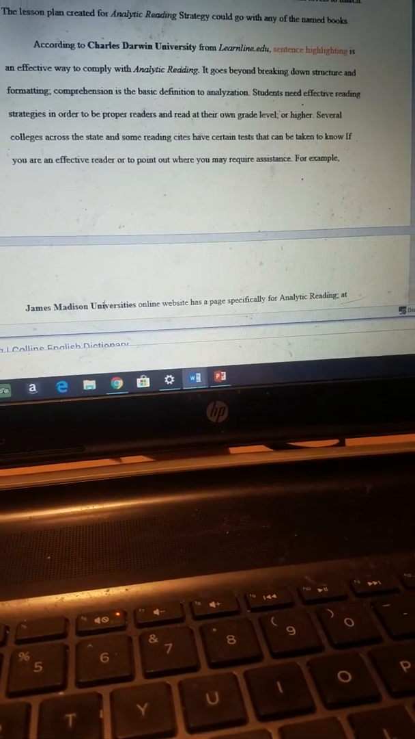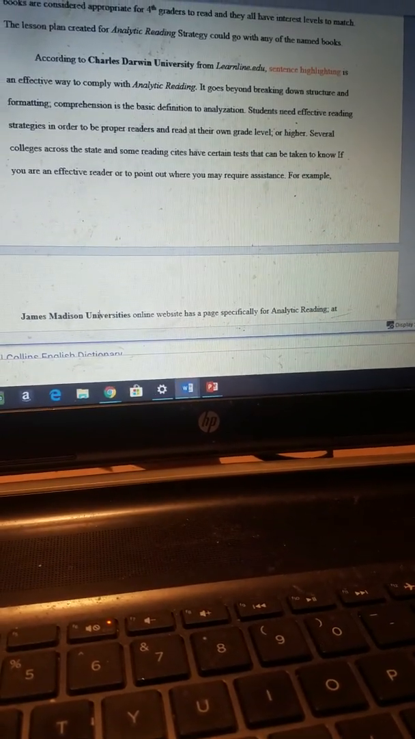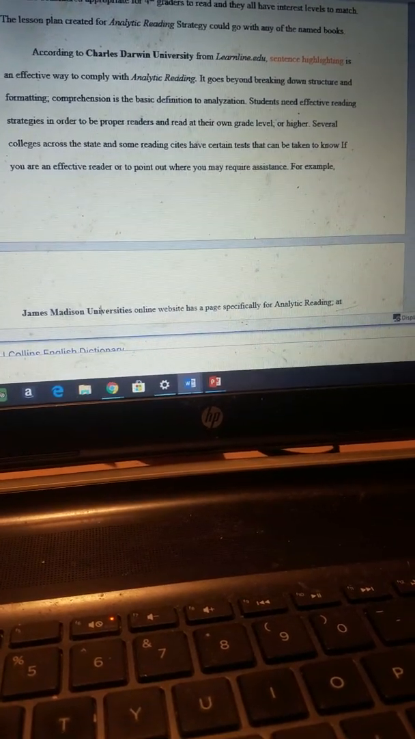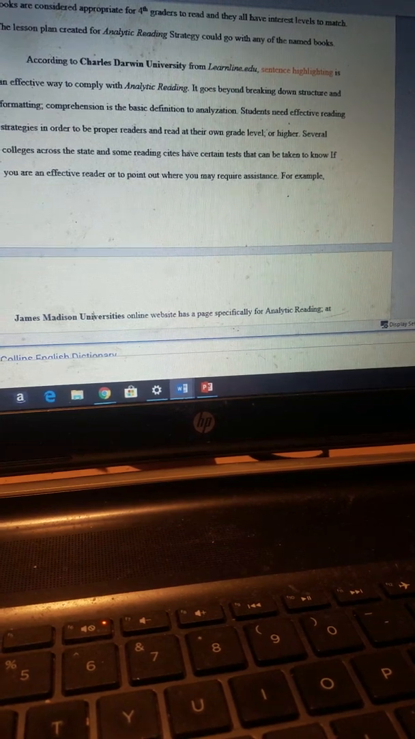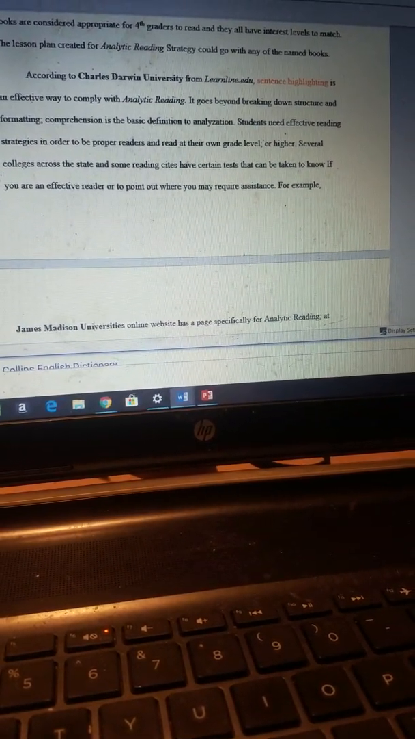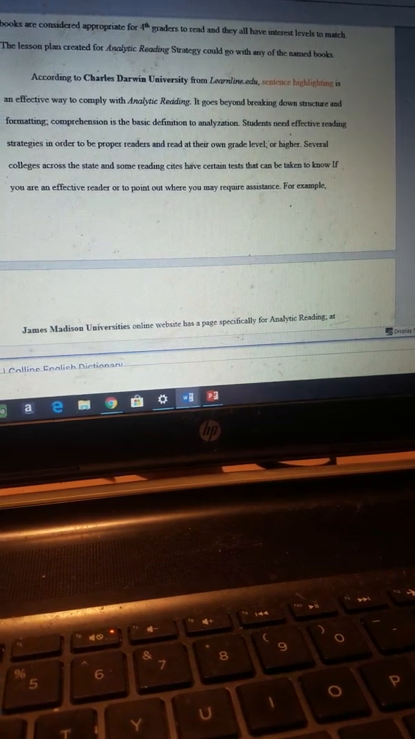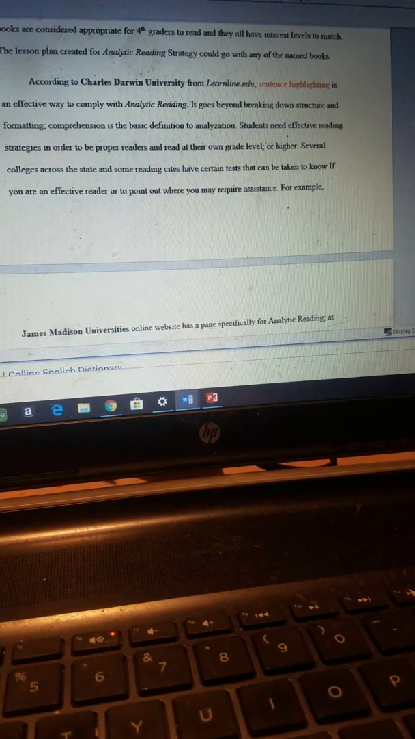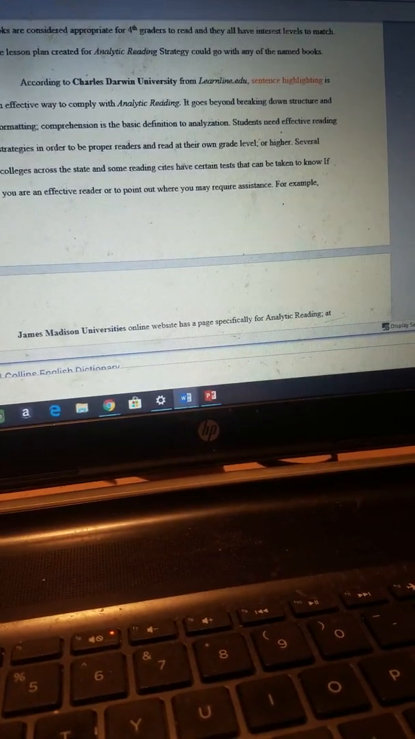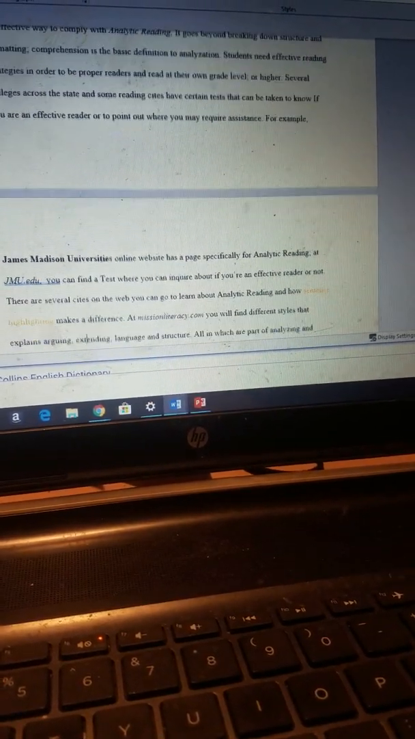According to Charles Darwin University from learnline.edu, sentence highlighting is an effective way to comply with analytic reading. It goes beyond breaking down structure and formatting. Comprehension is the basic definition of analyzation. Students need effective reading strategies in order to be proper readers and read at their own grade level or higher. Several colleges across the state and some reading sites have certain tests that can be taken to know if you are an effective reader or to point out where you may require assistance.